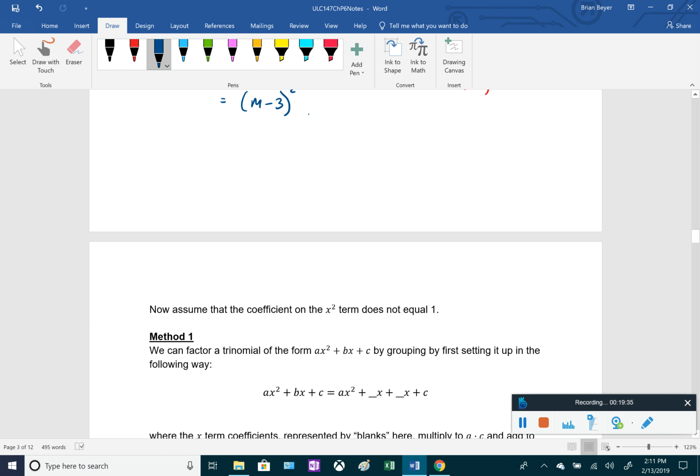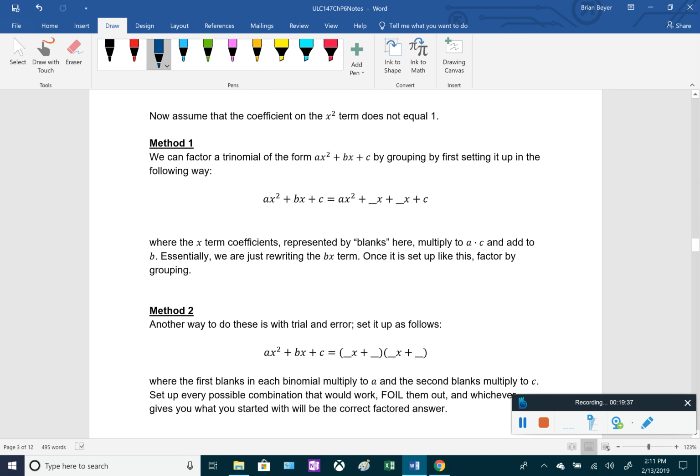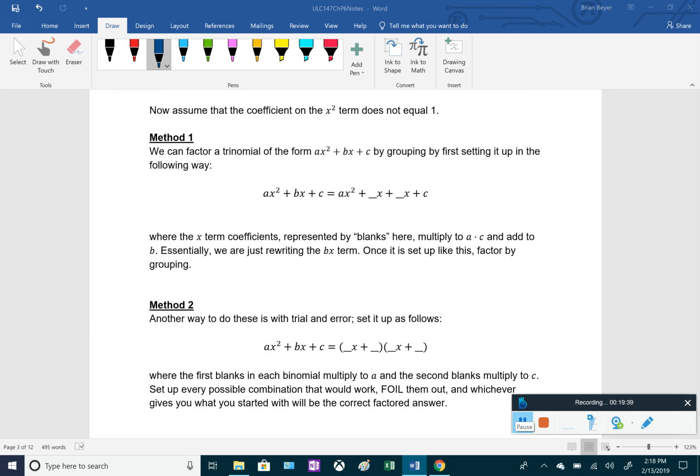Okay, so let's do the next thing here. It gets a little bit harder. For the coefficient on the x squared term now not equaling 1, we're going to have these two different methods for it. So technically these will both work. I'm going to do the first method twice, and I'll do the second method once, just because you'll see that it's kind of a pain.